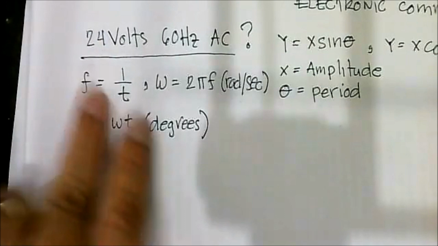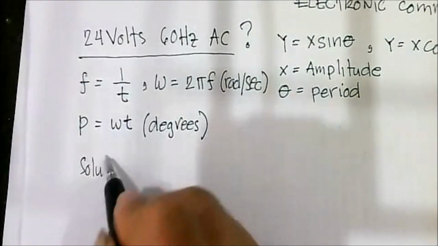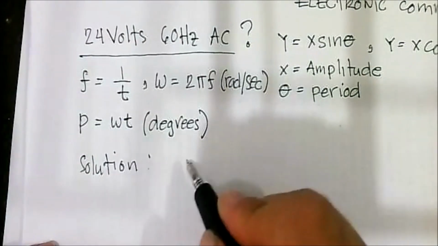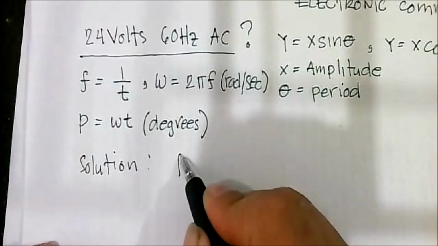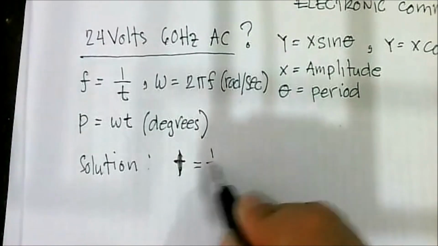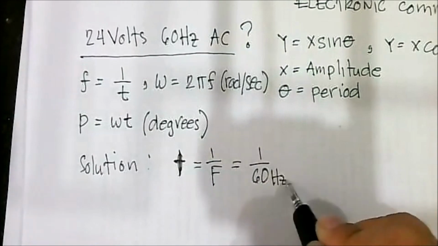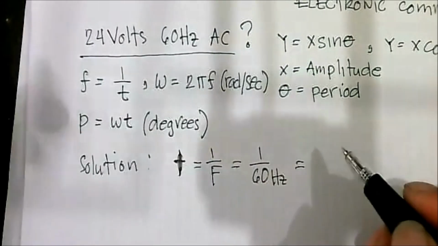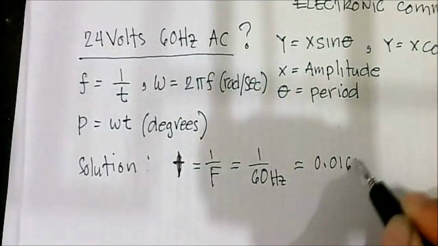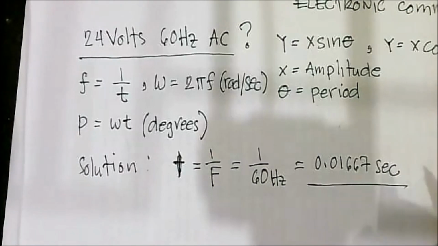So 24 volts, 60 hertz AC. We're going to solve for T. Solution: T is equal to 1 over F, which is equal to 1 over 60 hertz. Using your calculator, that is 0.01667 seconds. That is your T.